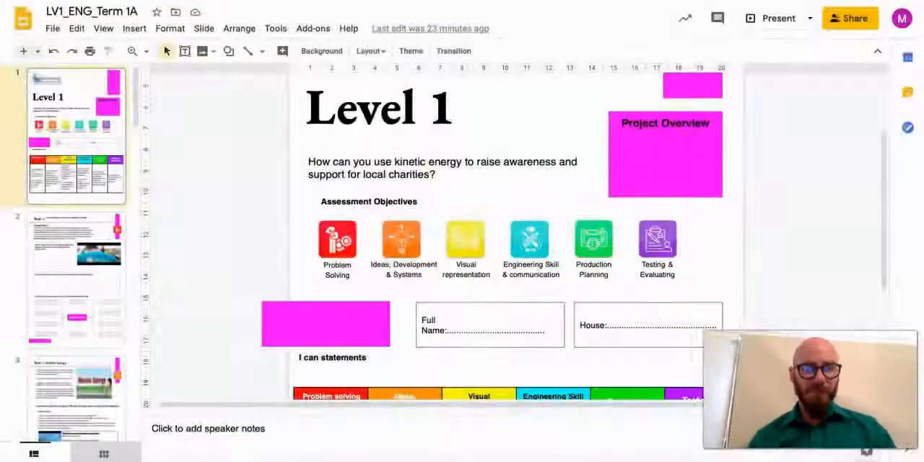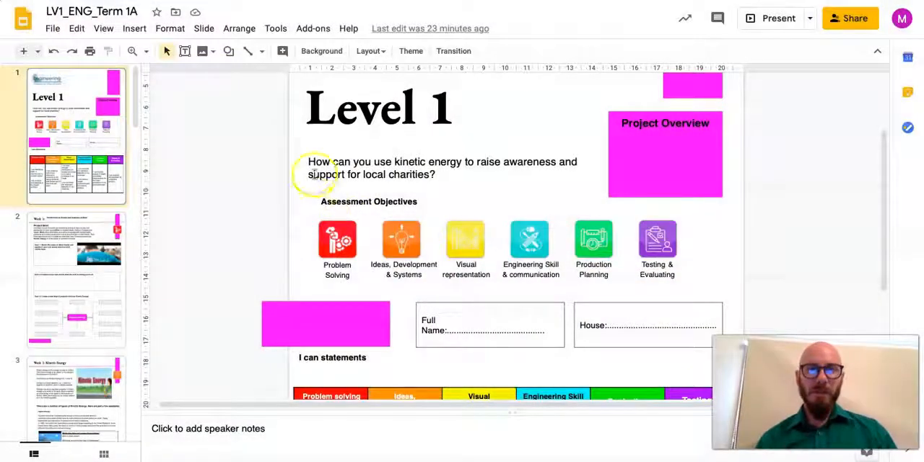That's going to be based around working with a charity called Mind to create a device that uses kinetic energy to raise money and raise awareness for Mind as a charity. So let's have a look at what we need to get done. So it's going to be a 5-week project, and your driving question is going to deal with how can you use kinetic energy to raise awareness and support for local charities.